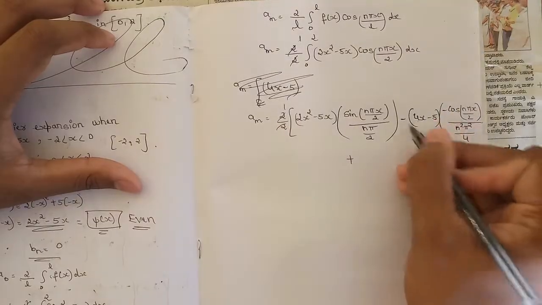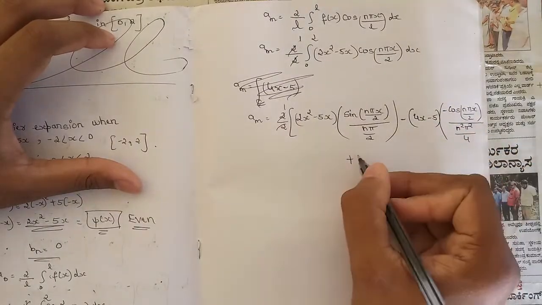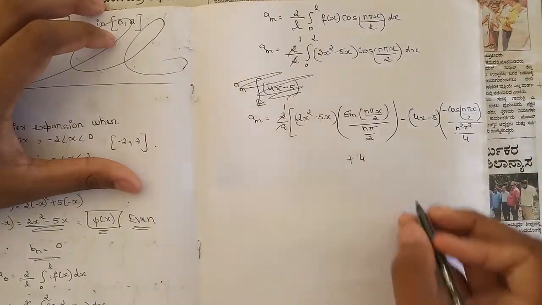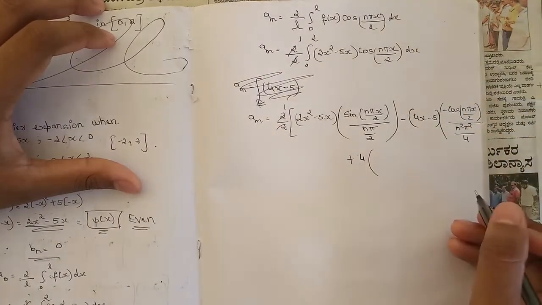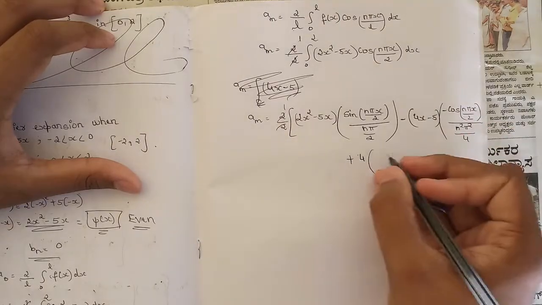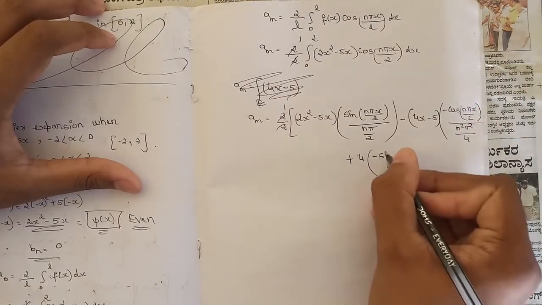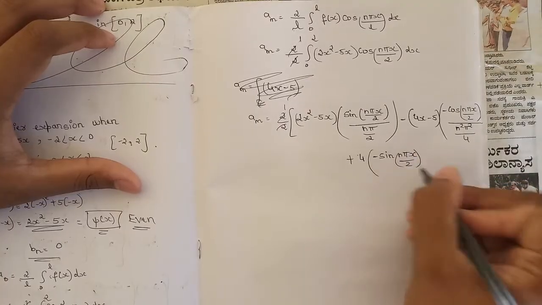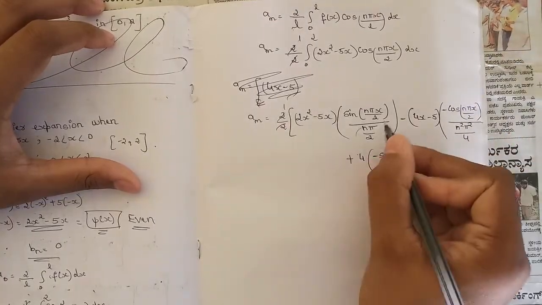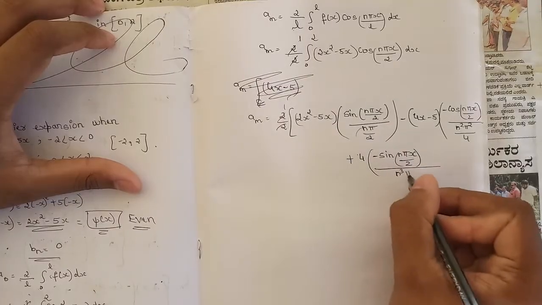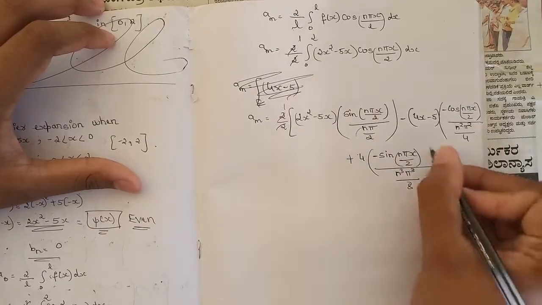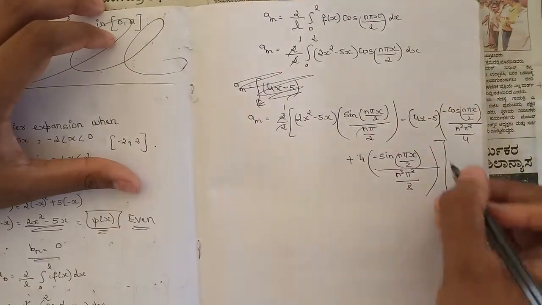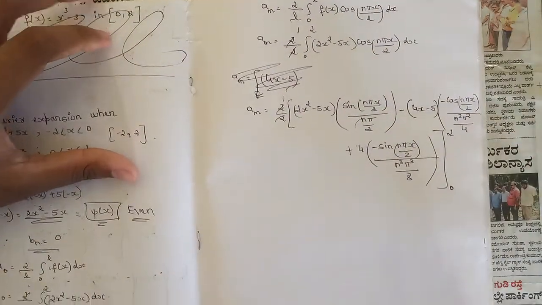Again plus, we need to again differentiate this function. It becomes differentiation of 4x is 4 and 5 is 0. Again the integration of this function. Integration of cos is sine, again integration of minus cos is minus sine, divided by this cube, so n cube pi cube by 2 cube is 8. The limits are from 0 to 2.